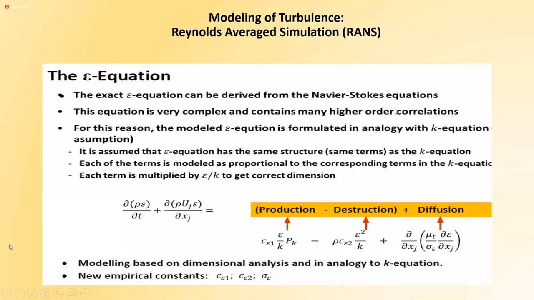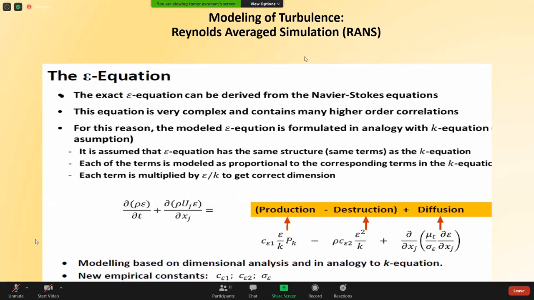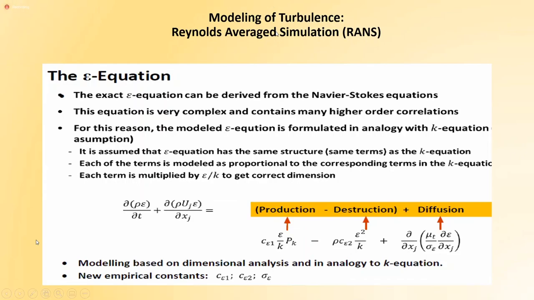Now, most of you know and use either the K epsilon equation or the K omega equation, right? And now we're going to see the difference between K epsilon and K omega. K epsilon has two problems. First of all, the epsilon equation cannot be integrated through the viscous sublayer. What is the viscous sublayer?